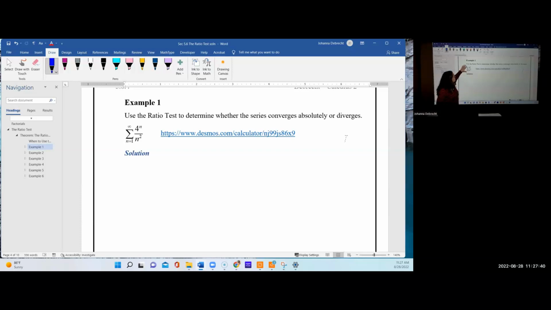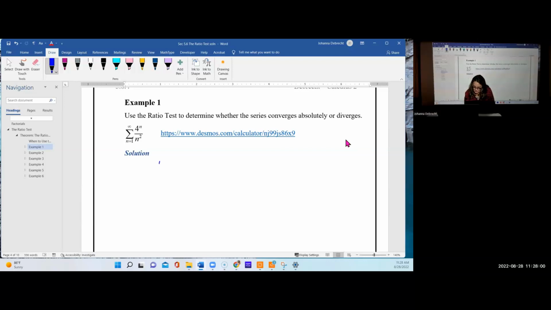All right, so we have this series from n equal 1 to infinity of 4 to the n over n squared. We're going to dive right in and we're going to do the ratio test. And we're going to talk about what we probably should have done first. All right, so we're going to do not the right thing first, and then we're going to talk about why we should have done it slightly different.